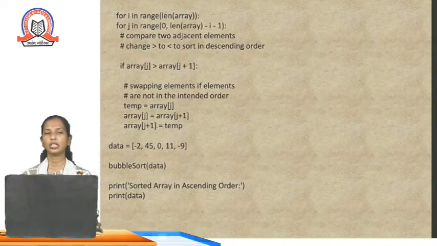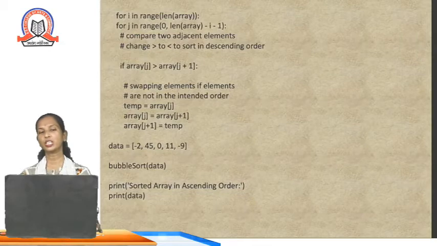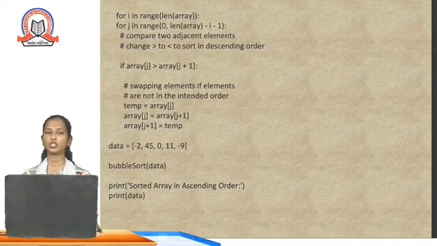Over here there are two loops that are declared. The first loop is for i in range of length of array. And take note, in the second loop for j, it is not supposed to iterate till the length of the array, but length of the array minus i minus 1.